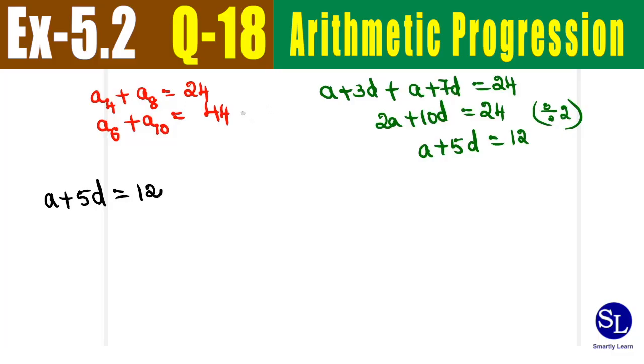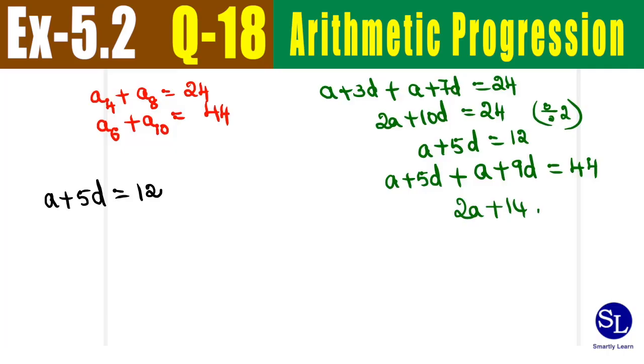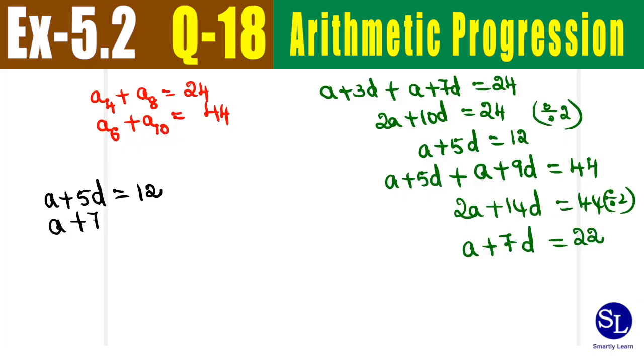Now let's do it for this particular equation. A6 is A plus 5D, plus A10 is A plus 9D, is equal to 44. So 2A plus 14D is equal to 44. Again divide by 2 so that the numbers are smaller. So A plus 7D is equal to 22. Now let's note that here. A plus 7D is equal to 22.